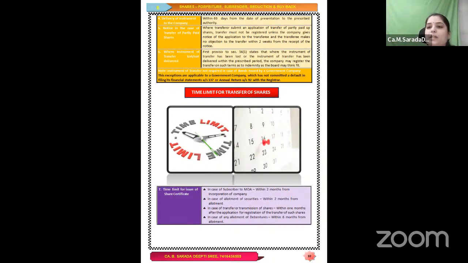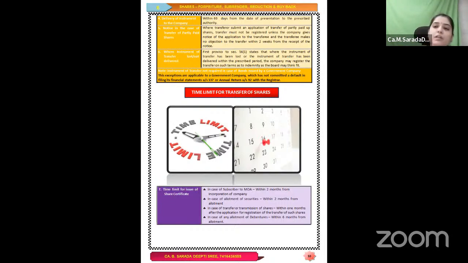And here is one more point. Within how many days, ma'am, does this transfer deed have to be submitted to the company? After the transfer deed is stamped by the prescribed authority, it should be delivered to the company within a period of 60 days. If it is delivered after this period, the stamp does not have validity, and the transfer deed becomes void. So it is mandatory to deliver it within 60 days from the date when it is stamped and signed by the transferor and transferee.